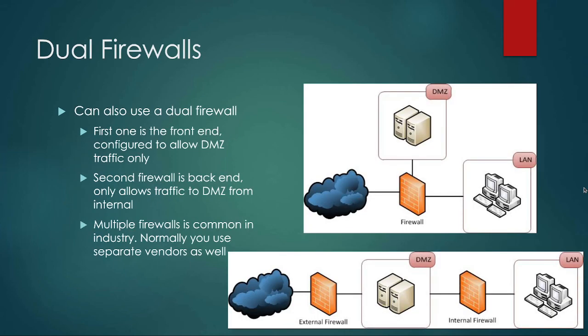Another thing you'll see really commonly is actually dual firewalls. So we can have a firewall at the front end, which would allow the DMZ traffic. Then we can have a second firewall at the back end that allows traffic to the DMZ from internally. So we can actually have, again, this layered approach, defense in depth. So we don't have to just have one firewall and hope it holds. We can have multiple firewalls.